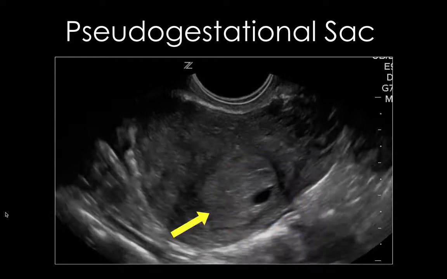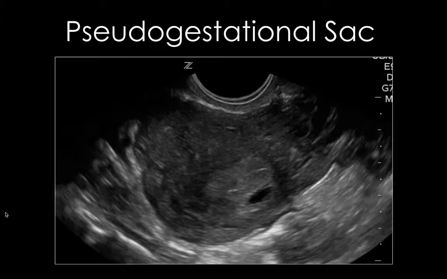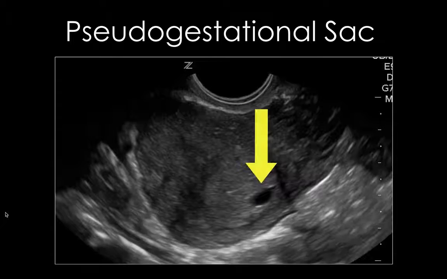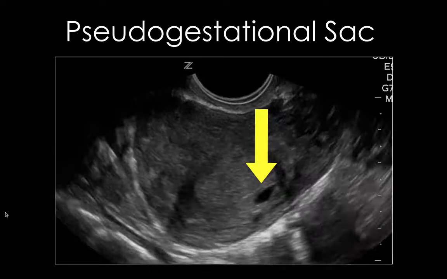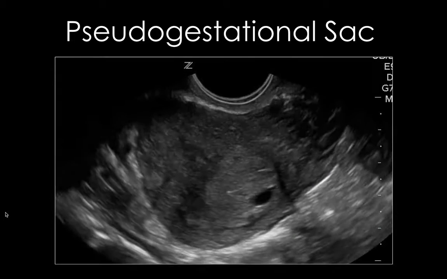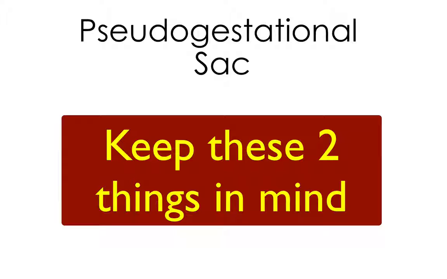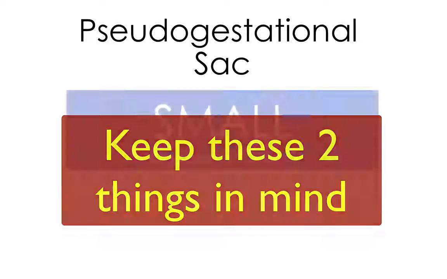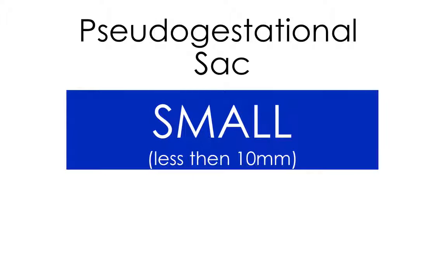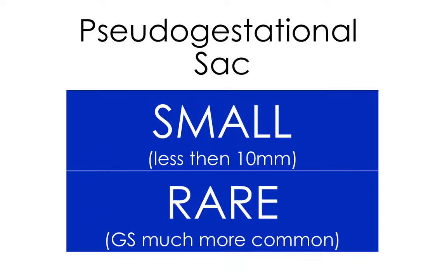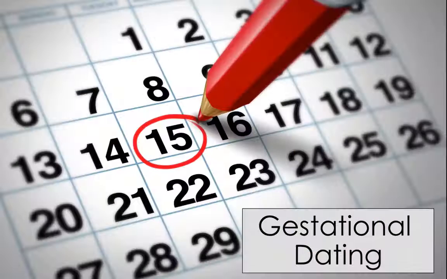You can see the surrounding endometrium is thickened, but that there is not a ring of hyperechoic tissue around the sac, nor any evidence of embryonic structures. Here are two important considerations for pseudogestational sacs. The first is that they are very small, typically less than 10 millimeters in size. The second is that they are very rare compared to the presence of a gestational sac with a normal intrauterine pregnancy. Now, let's consider how you can use ultrasound to facilitate gestational dating in the first trimester of pregnancy.